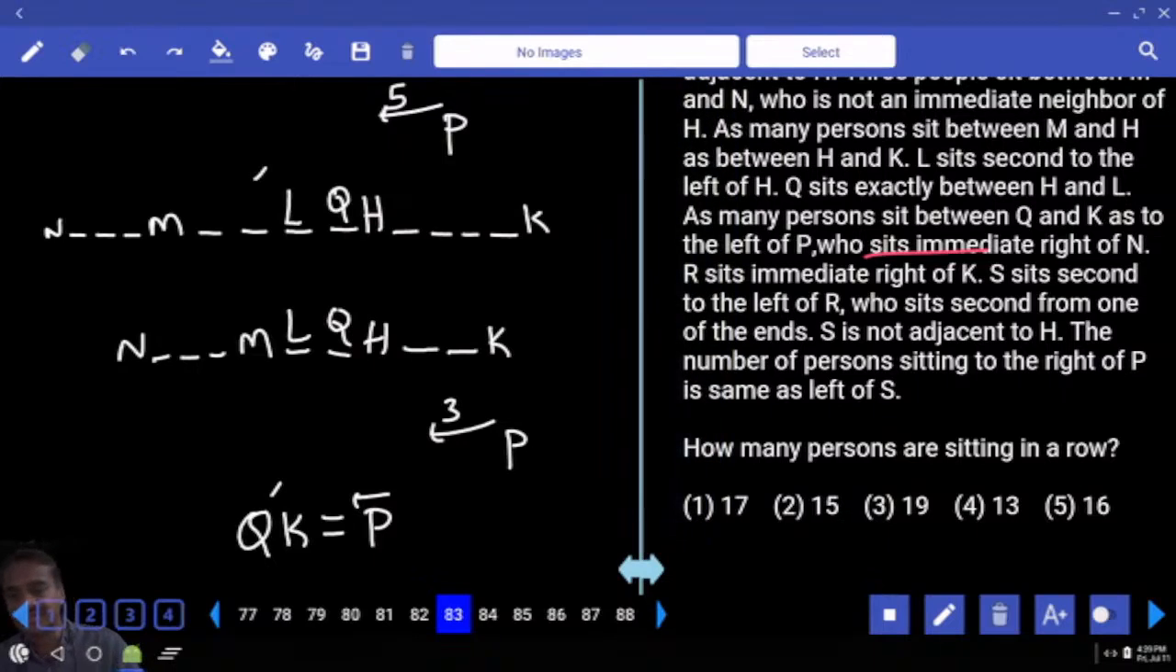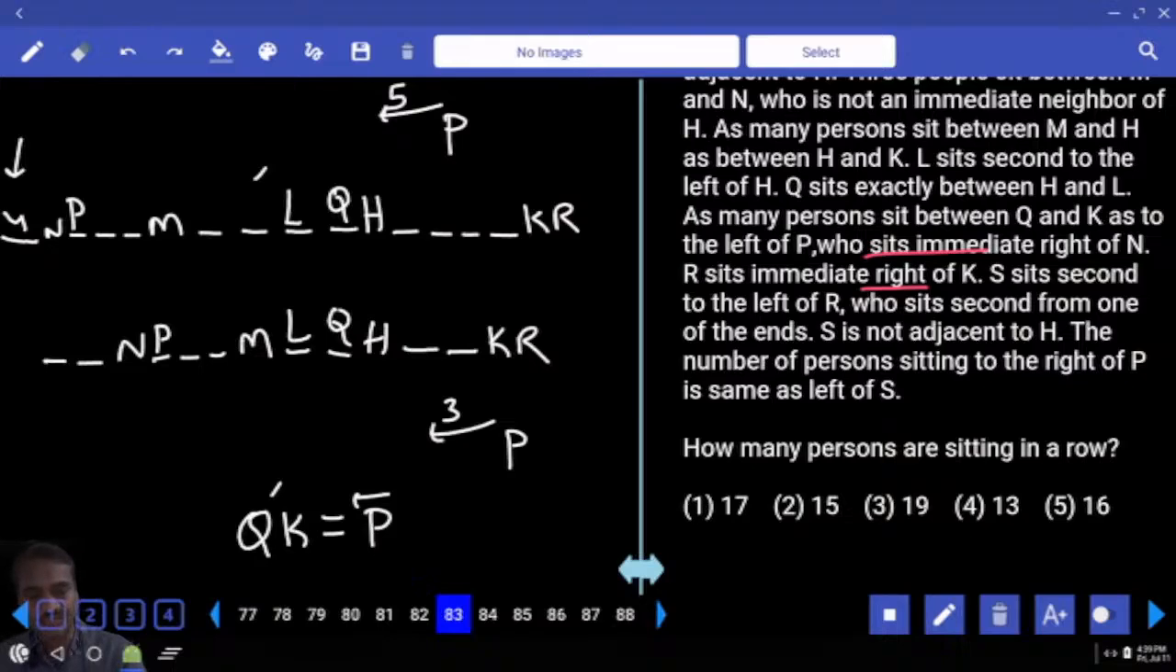P sits to the immediate right of N. Now, here P is to the immediate right hand side of N. Now, here in this case, 5 persons means 1 N is already there, 4 more persons. Is that clear? Now, here in this one, P is here, 1, 2, 3, 3 persons. There is no space, so number 4 is written there. And R sits to the immediate right of K.